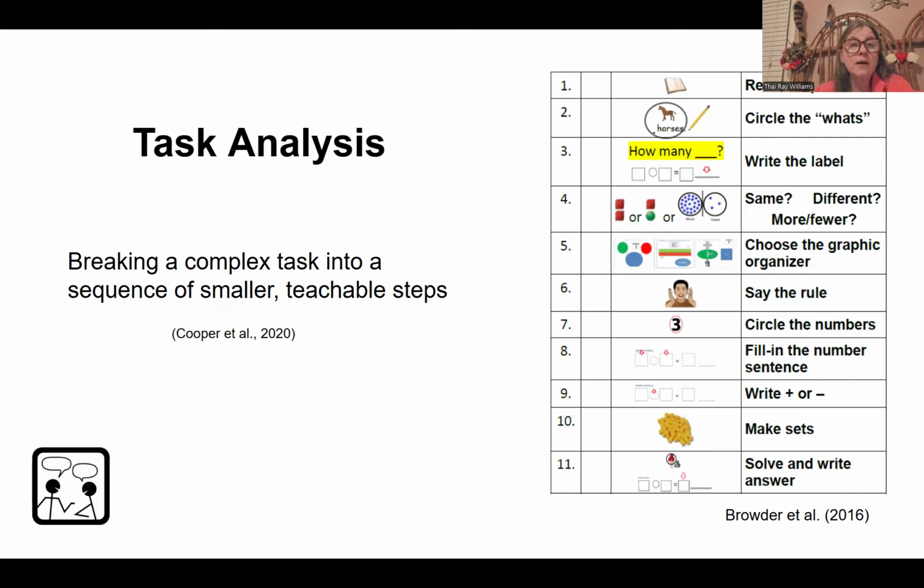And so why would we use a task analysis when we're teaching word problems? Well, word problems are a complex task if you stop and think about it. Think about all the steps that are involved in solving a word problem. And if you look over here to the right, this is the task analysis that you will use when teaching word problems. It's the task analysis that you'll use for all 3 types of word problems. And if we look at this, this has 11 steps. That is complex.